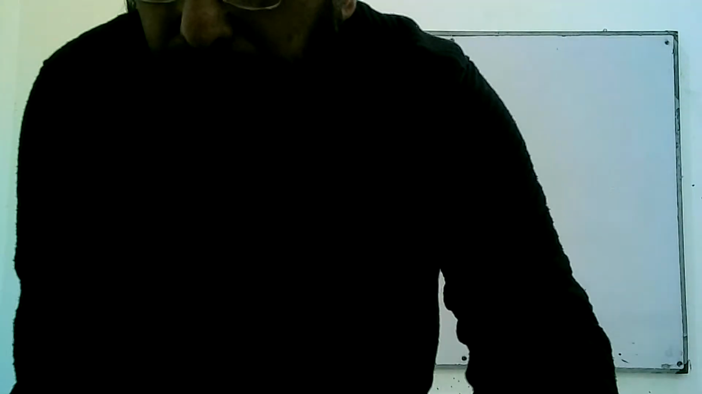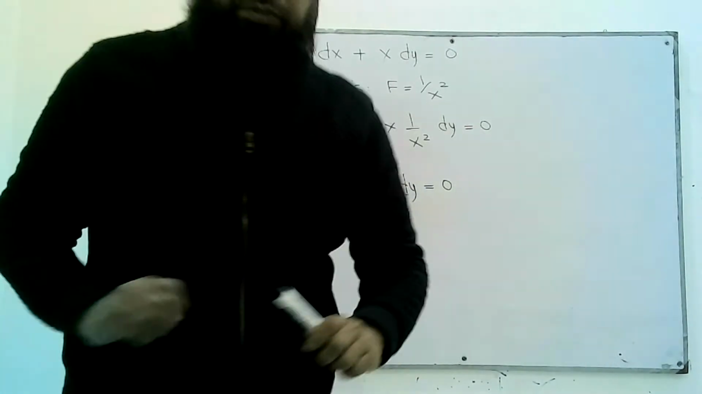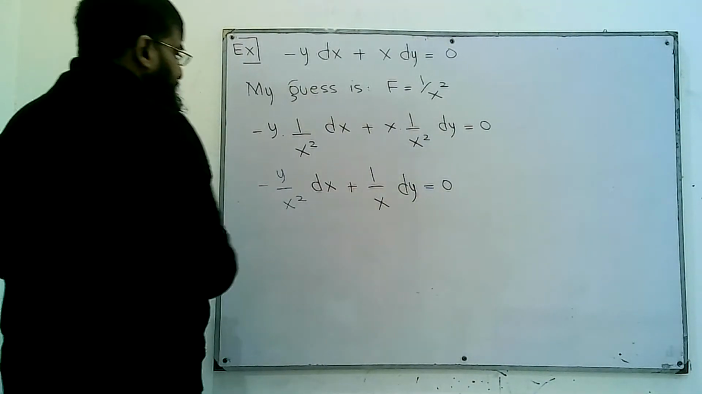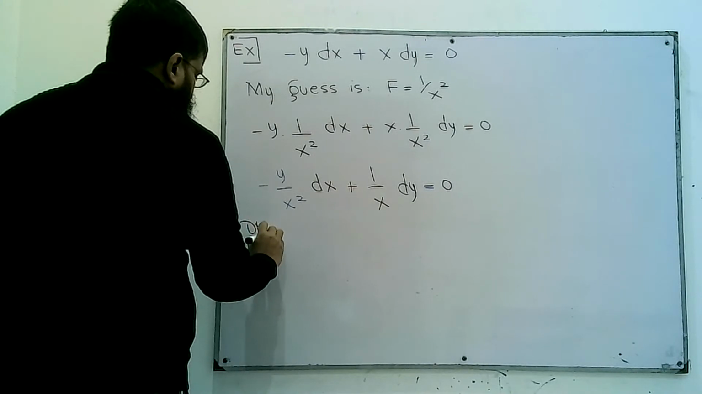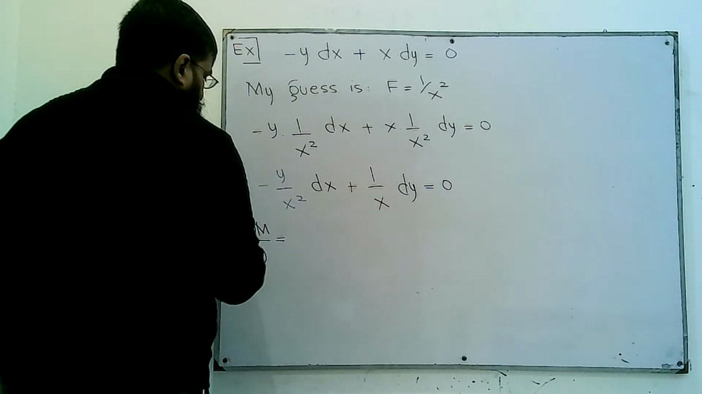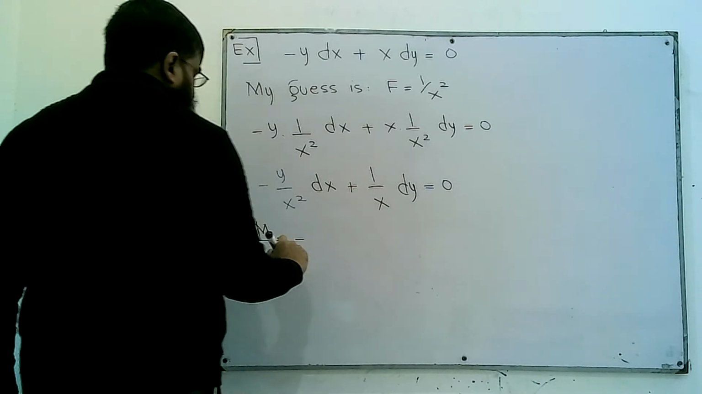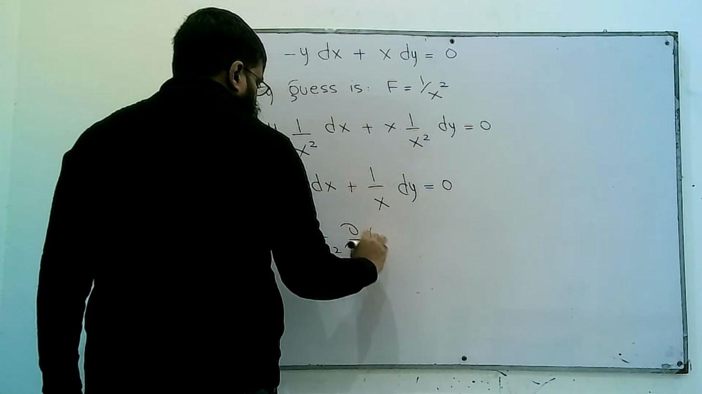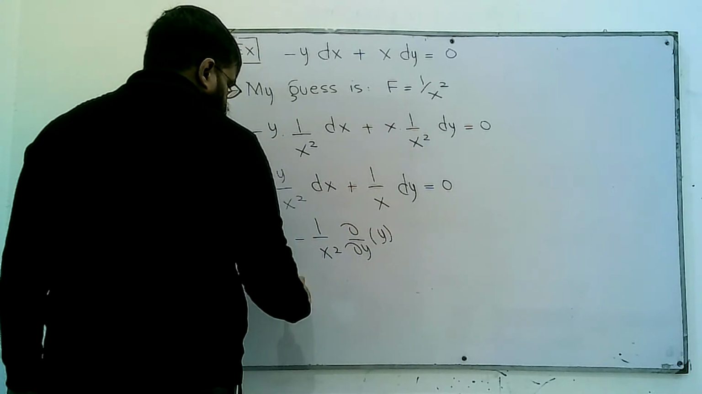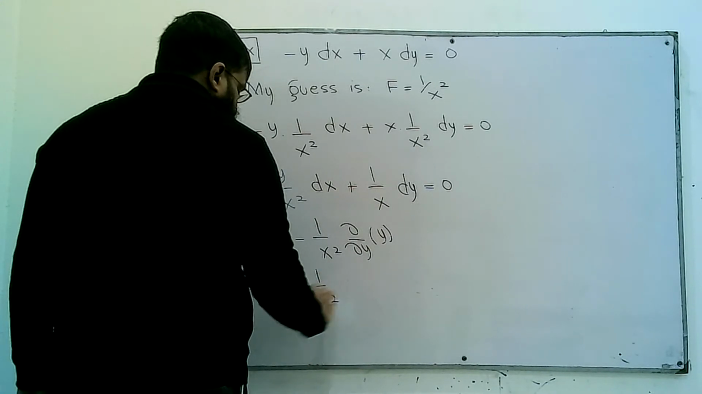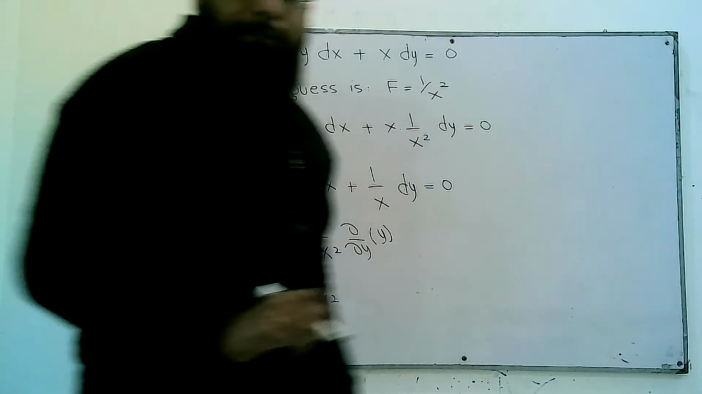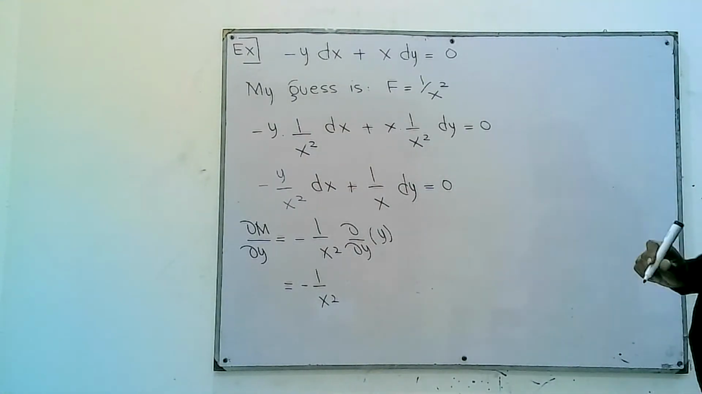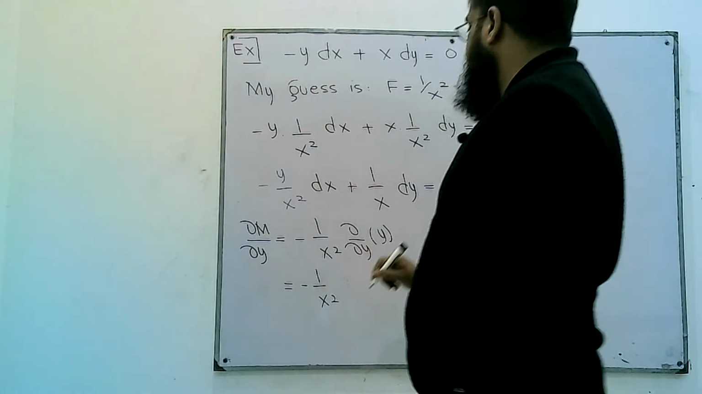So next we can apply our check, and that is partial M over partial y. M is minus y over x squared, and partial over partial y of this is minus 1 over x squared.